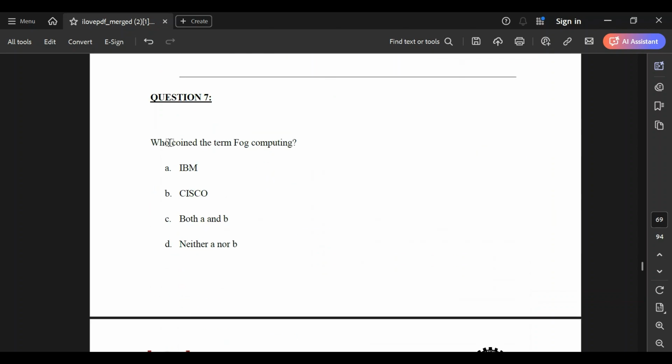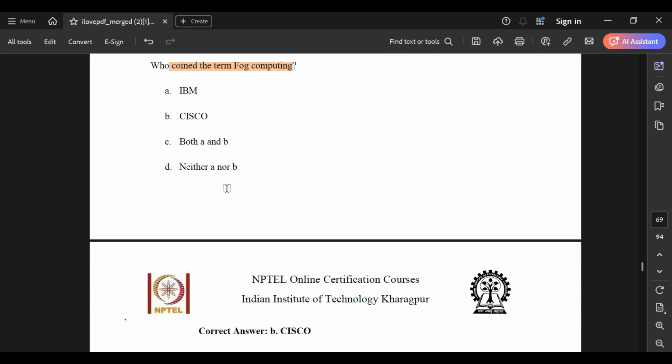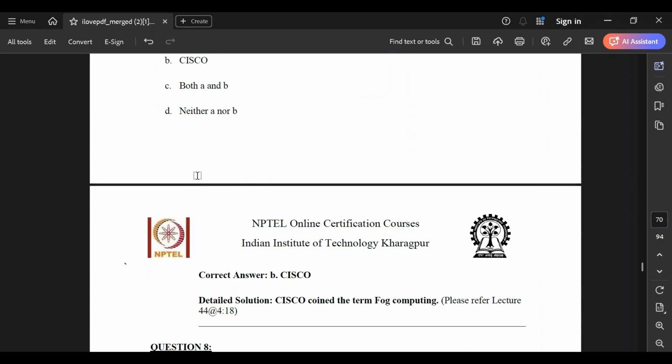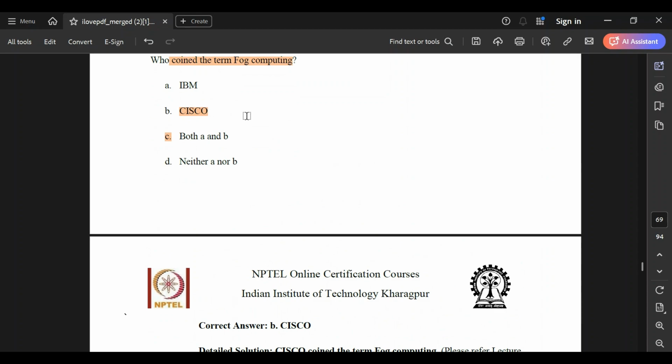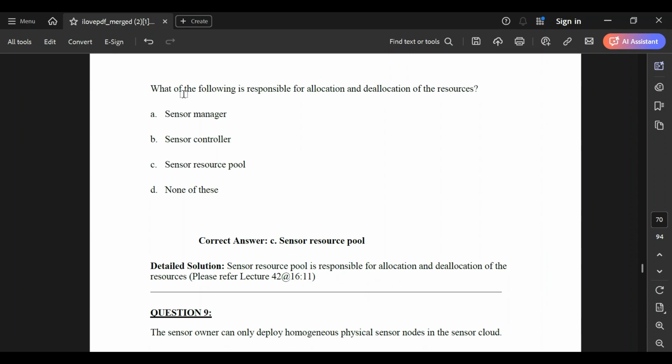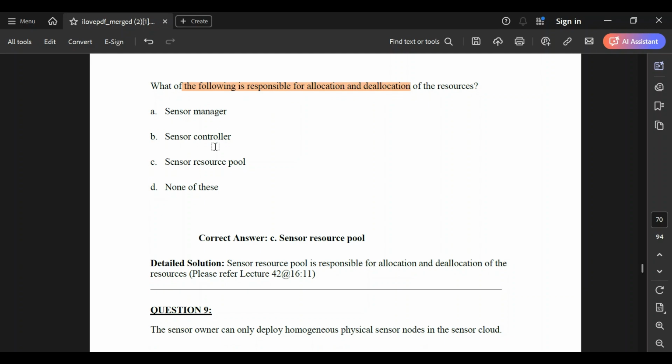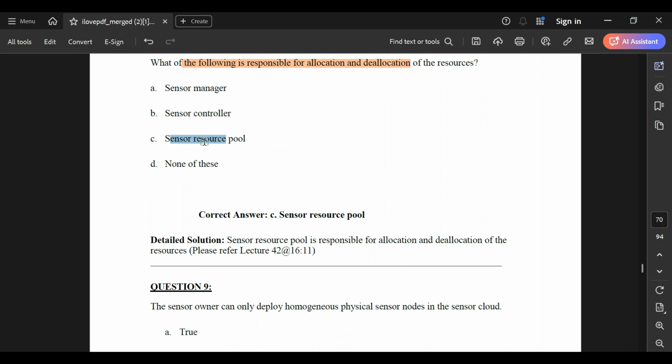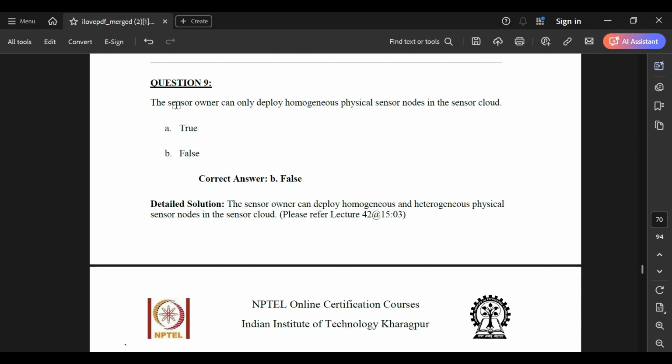Who coined the term fog computing? So it is IBM. Sorry, it's Cisco. So Cisco is there. Which of the following is responsible for allocation and deallocation of the resources? So allocation and deallocation is done by the sensor resource pool. Okay. The sensor owner can deploy homogeneous physical sensor nodes in the sensor cloud. This is false; the sensor owner can deploy homogeneous and heterogeneous physical sensors in the cloud.